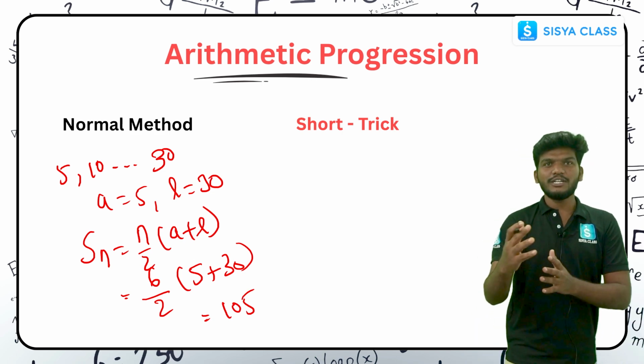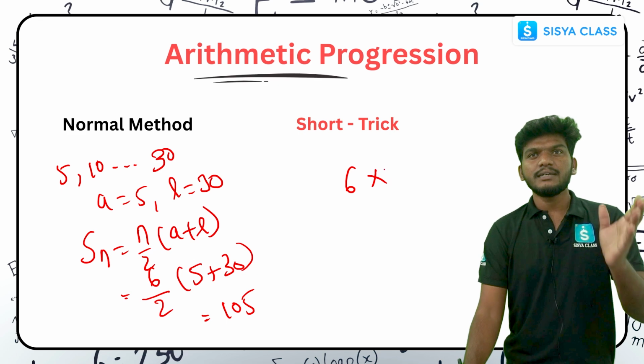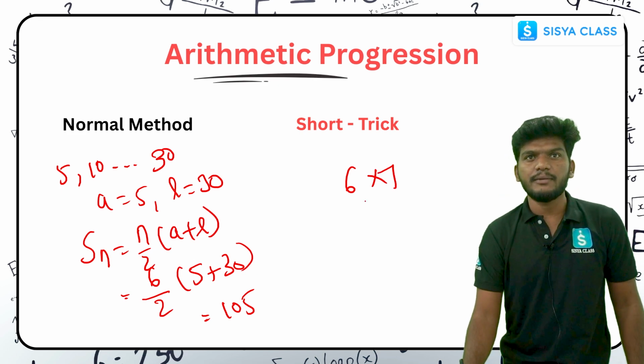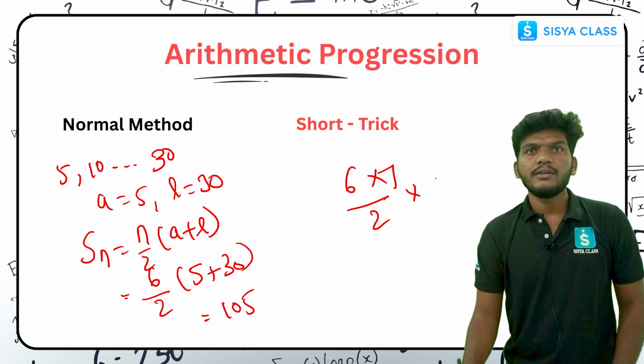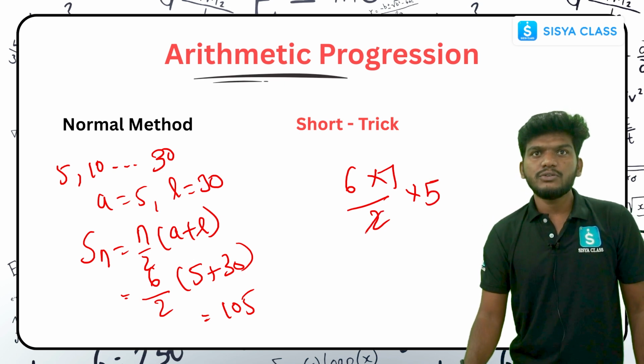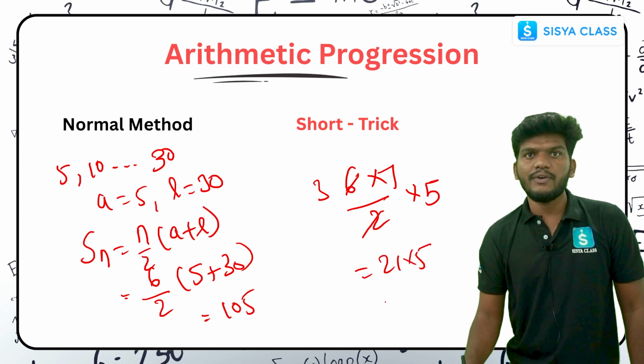By using the short trick method, how many terms are there? 6 terms. What is the next digit after 6? It is 7, so 7 by 2 into the number we are multiplying with, which is 5, right? So now this is 1 times, this is 3 times. So 21 into 5 will give you the value of 105.